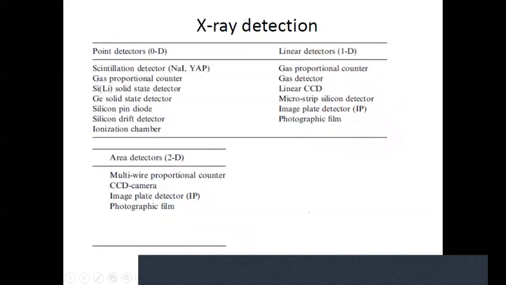So those three methods are what we commonly use to produce X-rays. Now we're just going to spend a little bit of time talking about X-ray detection. When the X-rays get diffracted by the crystals, there's going to be a detector on the other end that captures the diffracted X-rays. And there are point detectors, which are zero-dimensional, linear detectors, which are one-dimensional, and area detectors, which are two-dimensional.